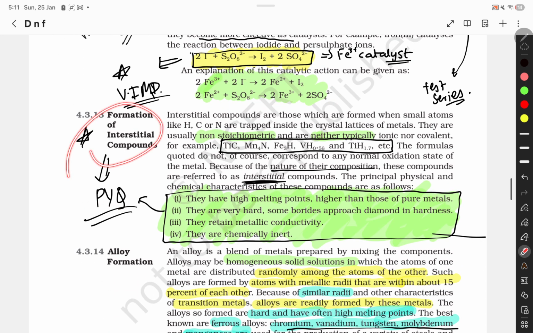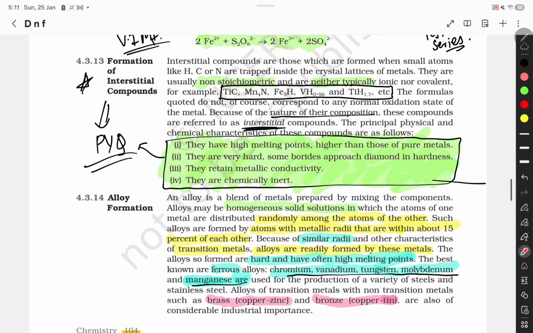Formation of interstitial compounds: non-stoichiometric and neither typically ionic nor covalent. They are basically just weird. They form when small atoms are trapped in the crystal lattice of the metals. They have high melting points, higher than those of pure metals. Very hard. Some borides approach diamond hardness. They retain metallic conductivity and are chemically inert.